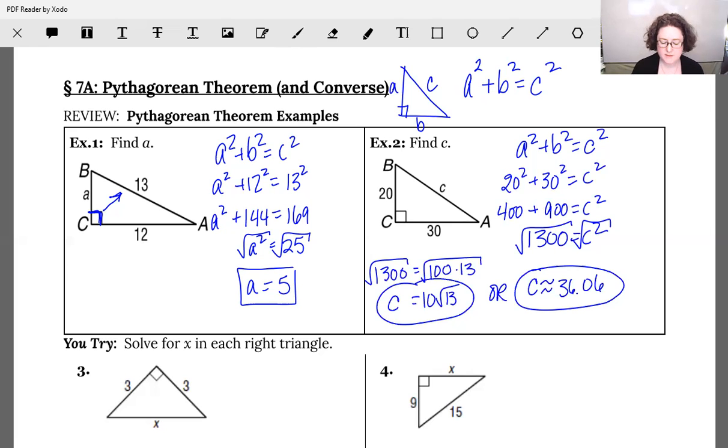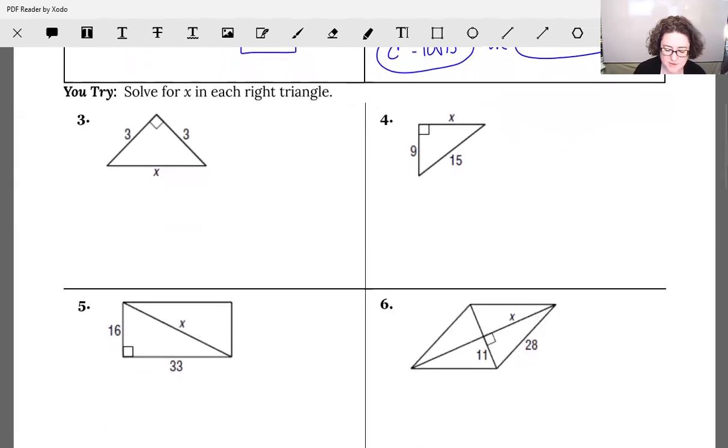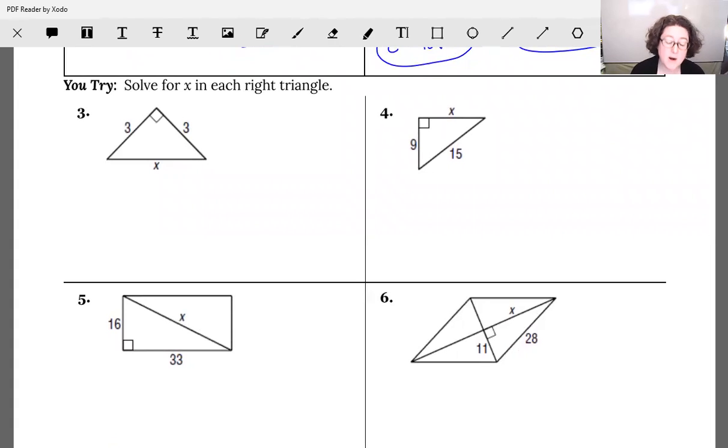All right, so real quick, let's look at 3 and 4 and then 5 and 6 for slight application on this. So example 3, we have two legs that are 3. Our hypotenuse is x. So I would set this up as 3 squared plus 3 squared equals x squared, otherwise known as 9 plus 9 equals x squared, or 18 equals x squared.